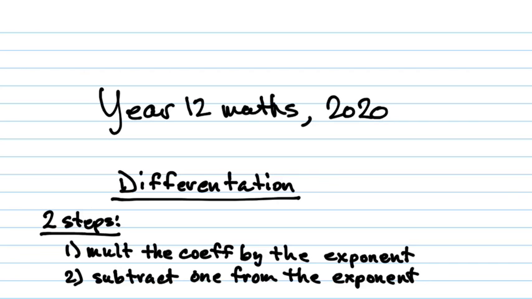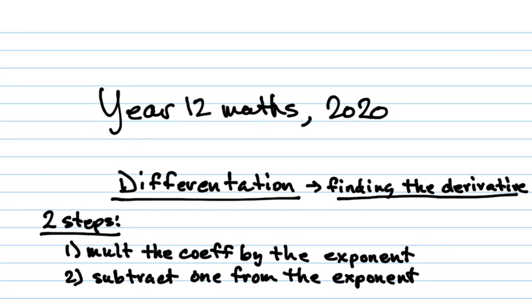What is the definition of the differential? At any given point. So what we'll be doing is finding the derivative. And to find the derivative of a term, we're just going to multiply the coefficient by the exponent and then subtract 1 from the exponent. The derivative is just what you get when you do differentiation.